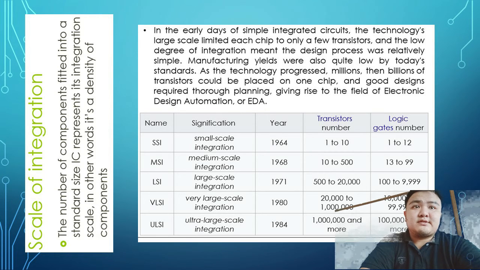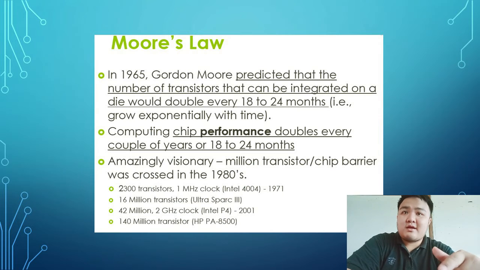As the technology progressed, millions then billions of transistors could be placed on one chip, and good design required thorough planning, giving rise to the field of electronic design automation or EDA. Next, I will talk about Moore's law.